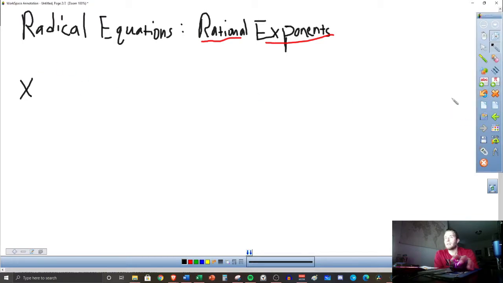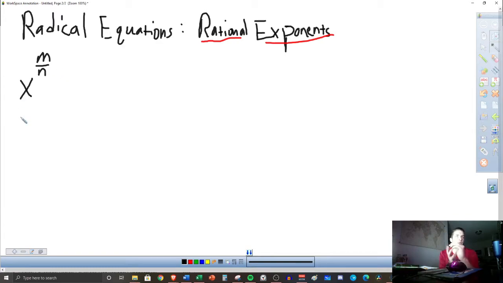Okay, well, what does that power have to look like? Well, what does rational mean? We just finished rational expressions last unit. Rational means a fraction. So we have a fraction, and I'm going to write something that you should have seen last year. Okay, x to the m over n.